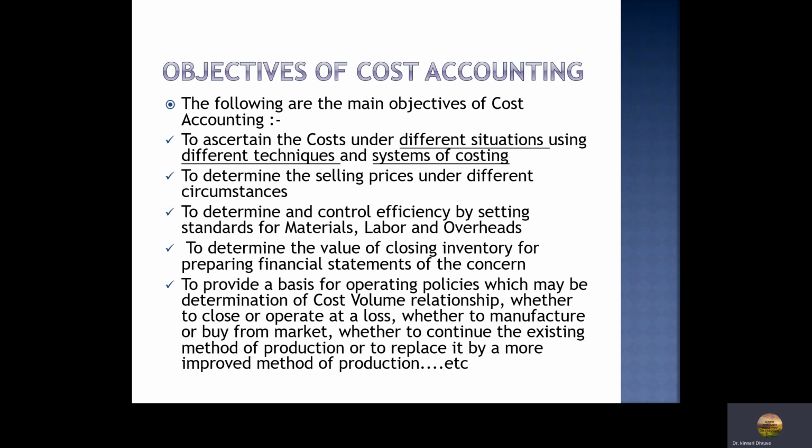Another objective is to determine and control efficiency by setting standards for materials, labor, and overheads. Material, labor, and overheads are the main cost elements of any manufacturing product. With the determination of standards for these three elements of cost, efficiency in the production process can be achieved. Next is to determine the value of closing inventory for the preparation of financial statements of the concern, and to provide a basis for operating policies, which may be determination of cost volume relationship, whether to close or operate at a loss, whether to manufacture or buy from the market, whether to continue the existing methods of production or replace them by a more improved method of production, etc.